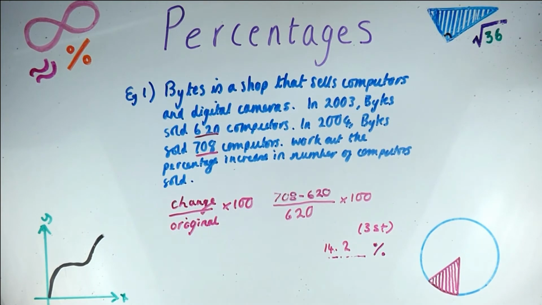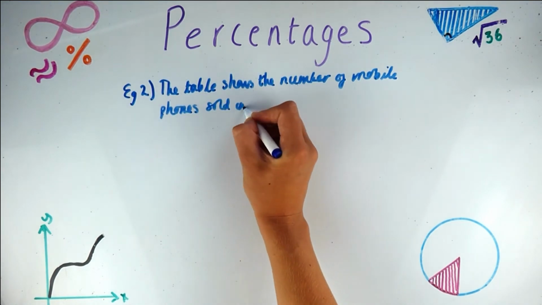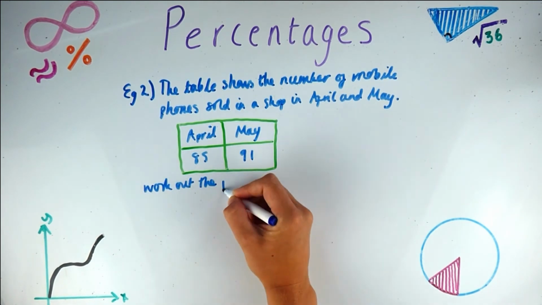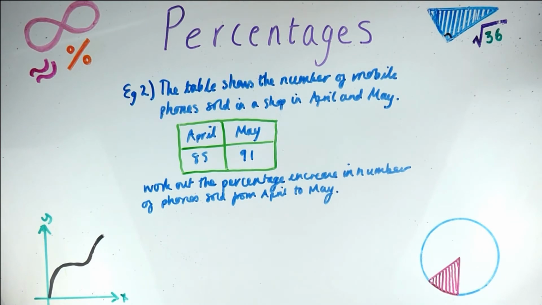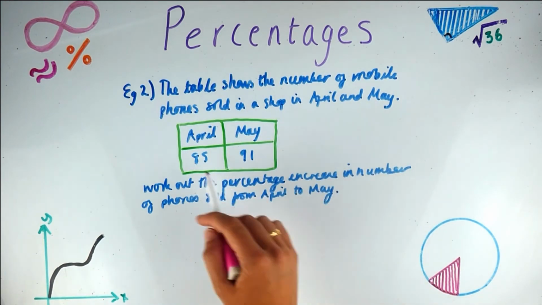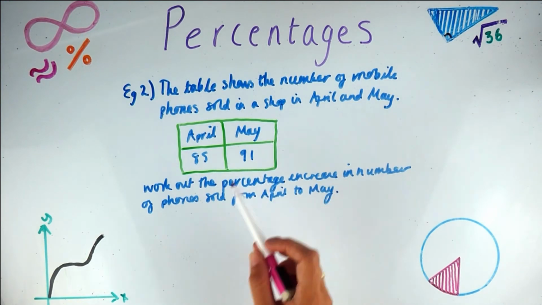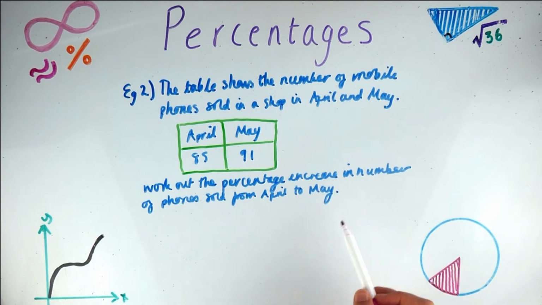Okay, so now I'm going to go through another one. This example is very similar to the first example, set out in a slightly different way, so a bit less wordy. The table shows the number of mobile phones sold in a shop in April and May. So here's the table. You've got April sold 85, May 91. Work out the percentage increase in number of phones sold from April to May.